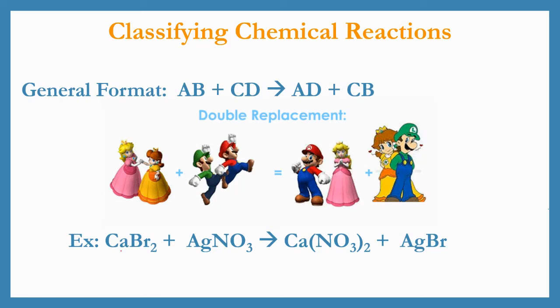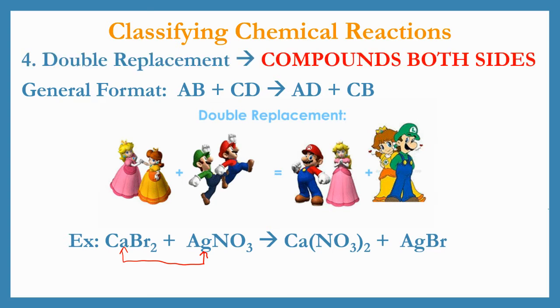This is easy to predict because basically you're going to have a situation where the metals switch places. Here you have Princess Peach and, I can't remember her name, Buttercup or whatever, and then Luigi and Mario. Mario ends up with Peach, and Luigi ends up with Daisy. I think it's Daisy. So we're looking for a situation like that.